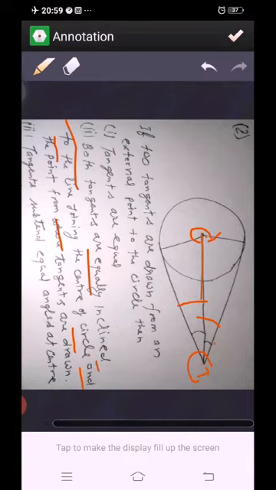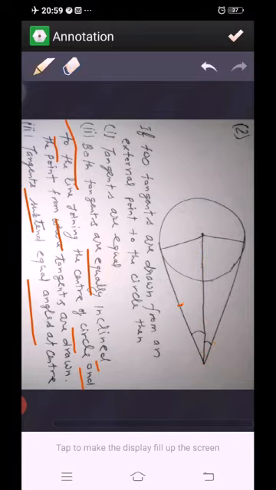And another thing, tangents subtend equal angles at the center. This angle, you can see once more, this much angle and this angle, both angles will be equal. These angles are subtended by these two tangents. So tangents subtend equal angles at the center.